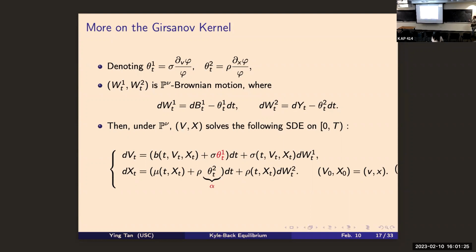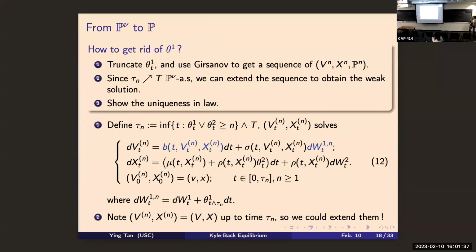If we can get rid of the θ1, we just take the alpha to be the θ2, and we can solve this stochastic two-point boundary value problem. So, as I said, the last thing is to get rid of the θ1. And actually this part is not that interesting, so I will skip it, but I will introduce the main idea.